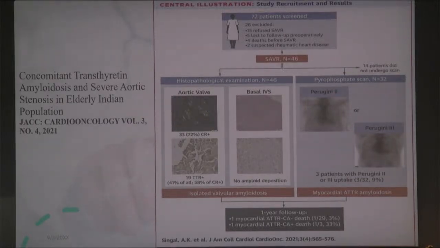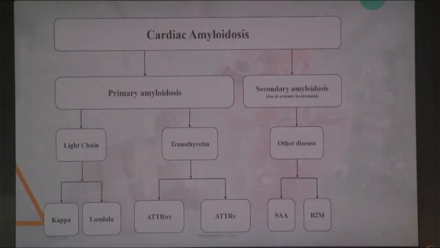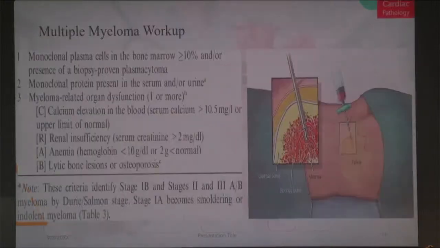What is the minimum amount of TTR deposition that can be picked up by PYP scan? Again, it's a question mark. When we diagnose cardiac amyloidosis, the main motto is what type of amyloid is getting deposited in the heart, because we need to subcategorize, because treatment and prognosis depend on the amyloid subtyping.